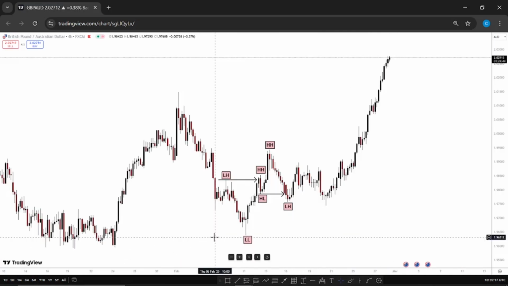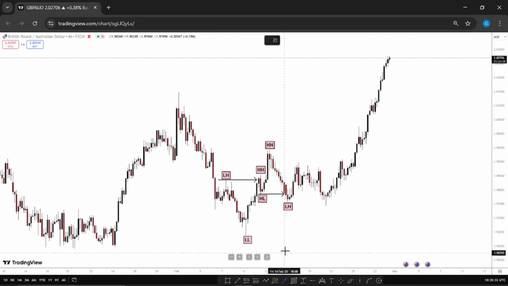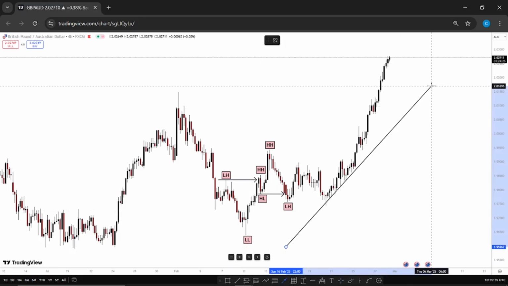Alright, so now coming down to the 4H time frame, GBP AUD. What's the first thing we need to do? The first thing we need to do is to identify the trend of the market. So looking at our chart, what trend are we in? We're in an uptrend. Clear as day, we're in an uptrend.